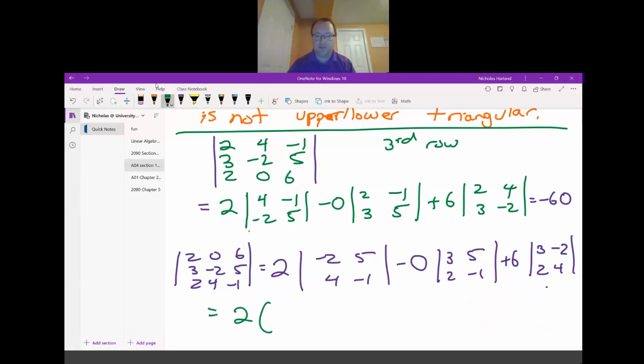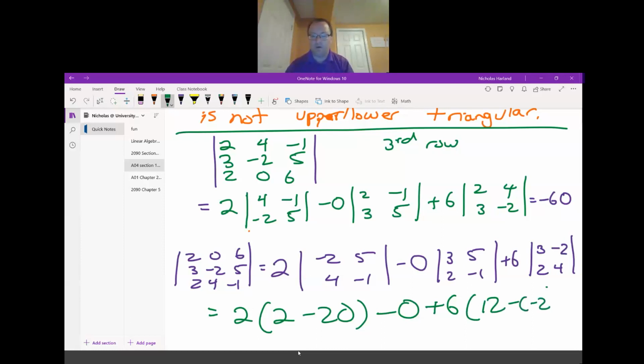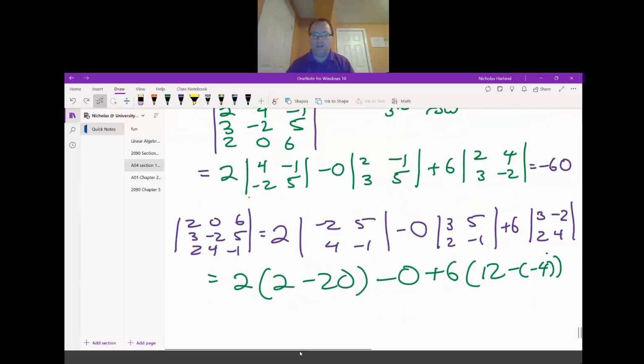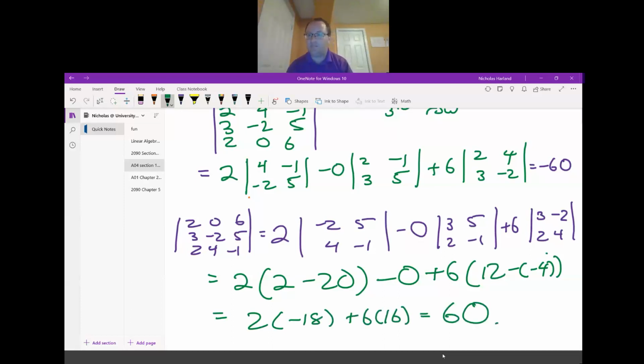That's going to be 2 times, this is 2 minus 20, whereas up here you would have gotten 20 minus 2. Technically this is 0 anyway, so it doesn't matter, but that one would have been negative. Same thing here, we get 12, minus negative 4. Up here we would have gotten negative 4 minus 12. In other words, we get the exact negative of what we would have had before, making our final answer 60 instead of negative 60. But this isn't some arithmetic fluke. This is happening because the minors are having switched rows. And hopefully I've convinced you enough that it doesn't really matter what the numbers are, that if we flip the rows, we end up just getting the negatives.